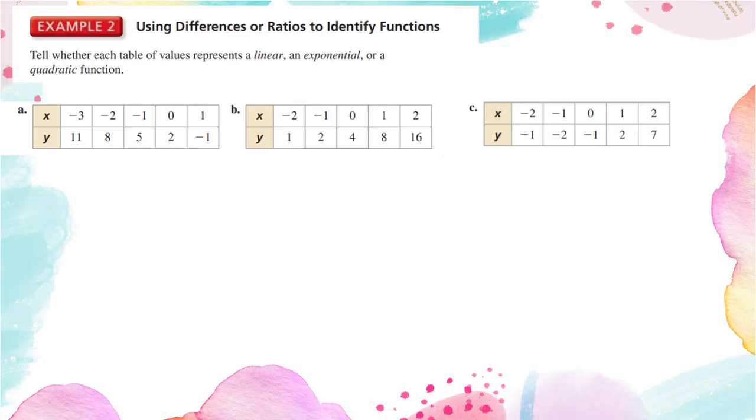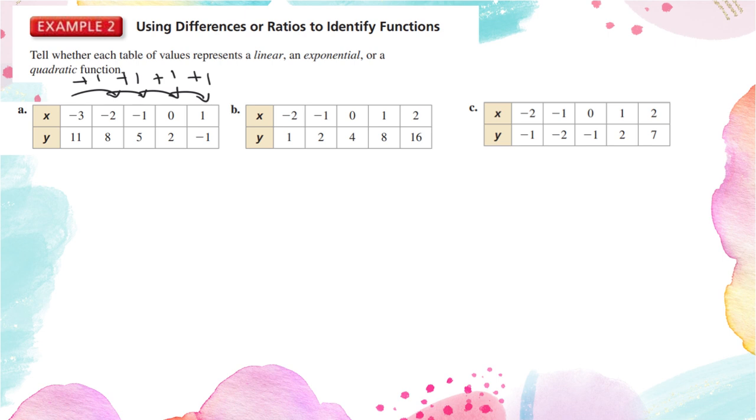Using the difference or ratio to identify the functions. Between x values, we have negative 3 and negative 2, adding by 1. Between negative 2 and negative 1, it's adding by 1. Negative 1 and 0 is adding by 1. And 0 and 1 is adding by 1.